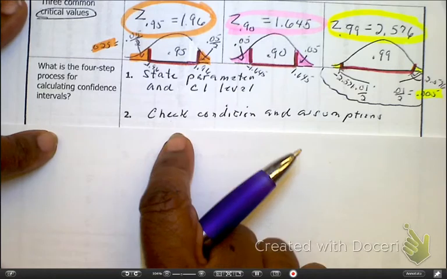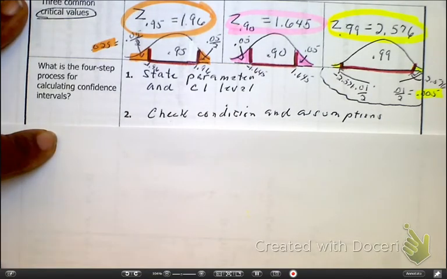Number 2, check for conditions and assumptions. Well, we've said that. I've told you it's coming, in which everything that you do, you need to check your CAs, your conditions and assumptions.